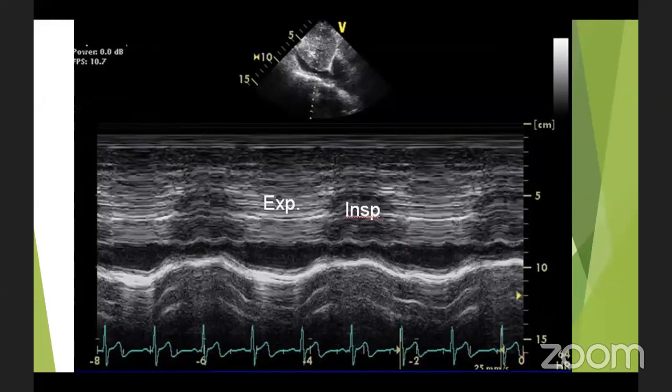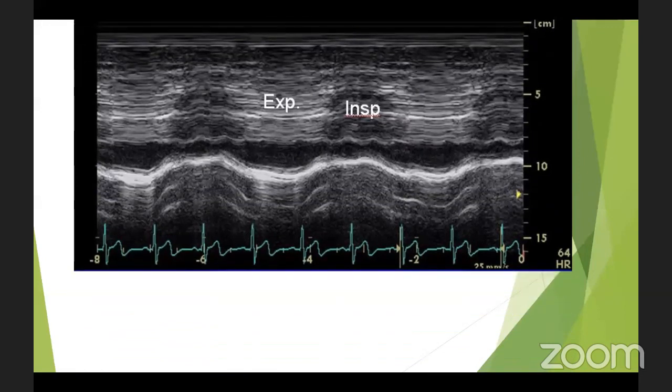Here is a subcostal view showing the IVC, the heart, and the right atrium. In the IVC, you put the M mode and you will see the collapsibility. You measure the distance here and the distance here. If it is more than 50%, it goes with fluid responsiveness.